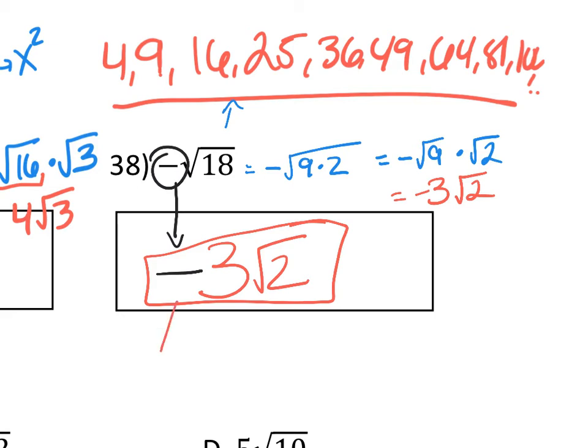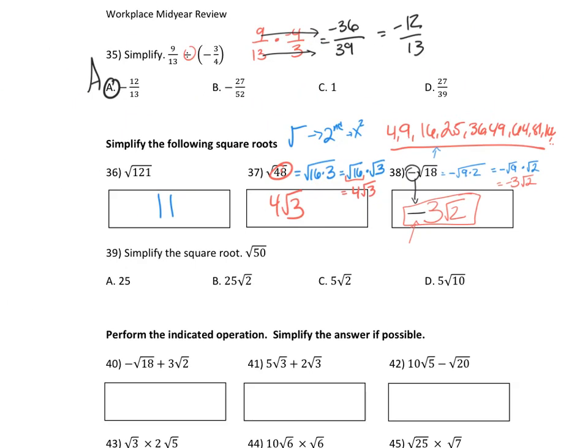Be careful of that negative. That's going to be one of those trick answers on the test where they'll just have a positive 3 square root 2 and a negative 3 square root 2. So make sure you're always double checking your signs.